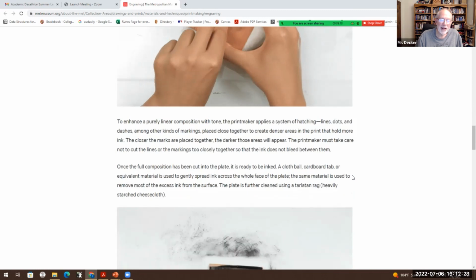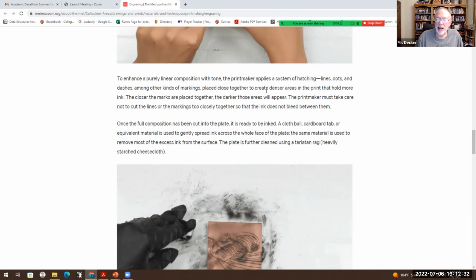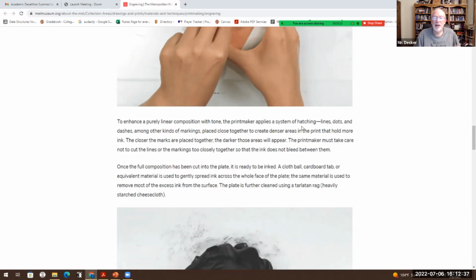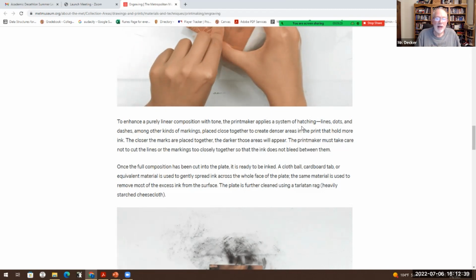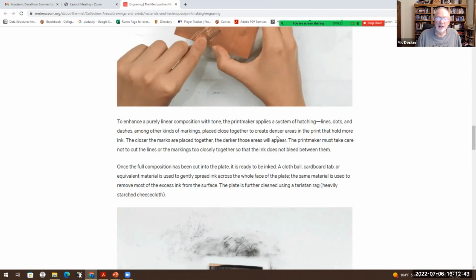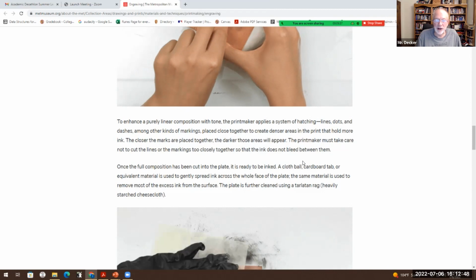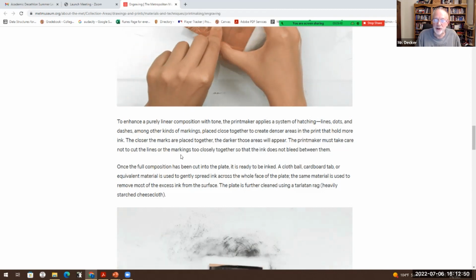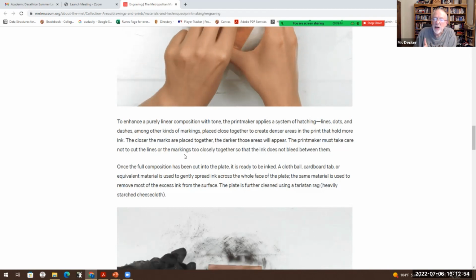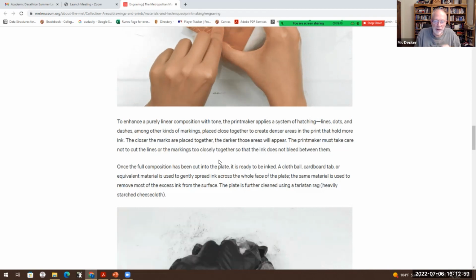I could be wrong. To enhance a purely linear composition with tone, the printmaker applies a system of hatching. Lines, dots, and dashes, sometimes cross-hatching, among other kinds of markings placed close together to create dense areas in the print that hold more ink. The closer the marks are together, the darker those areas will appear. But you really have to make certain that you don't cross over. You can't make the markings too close together, or the ink would bleed from one line into another.